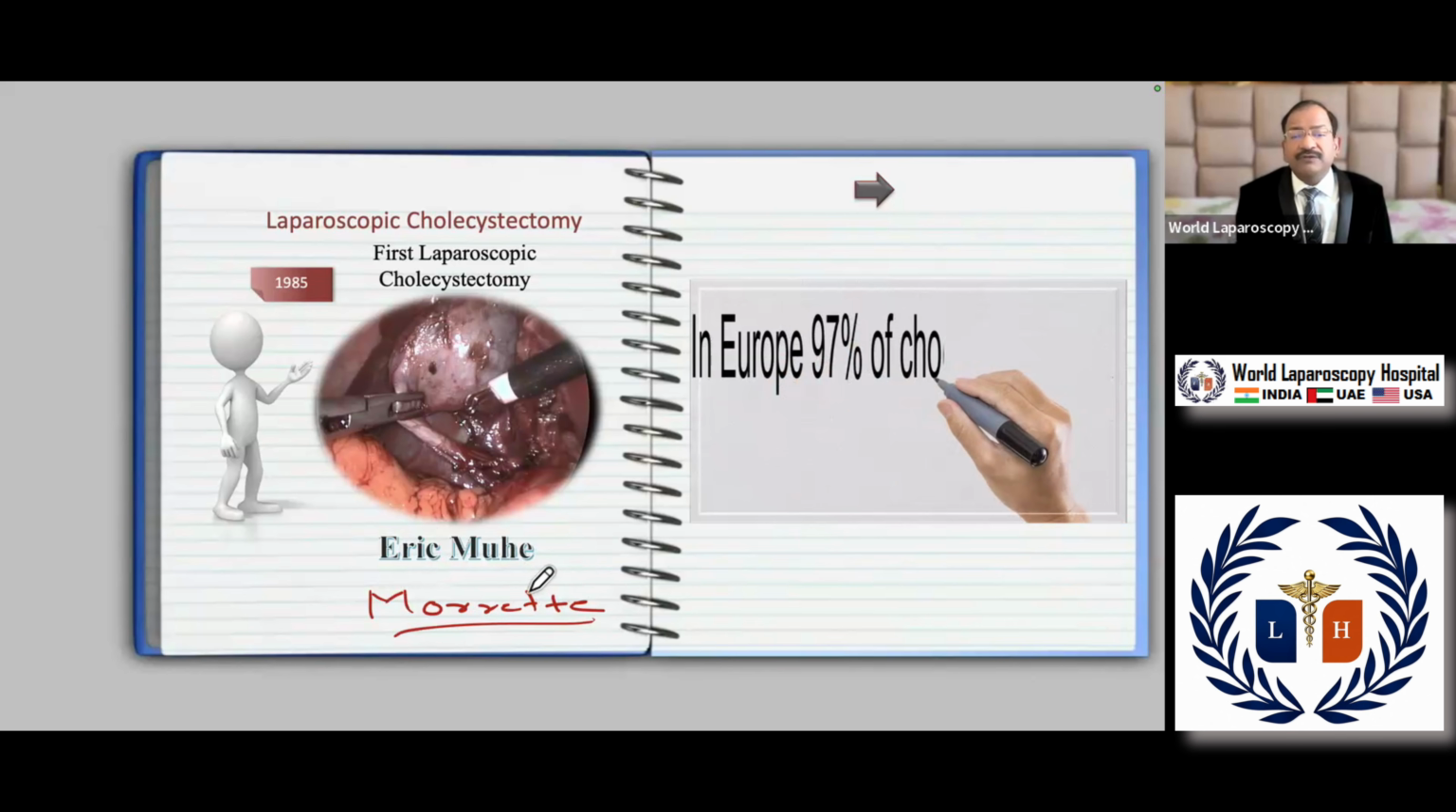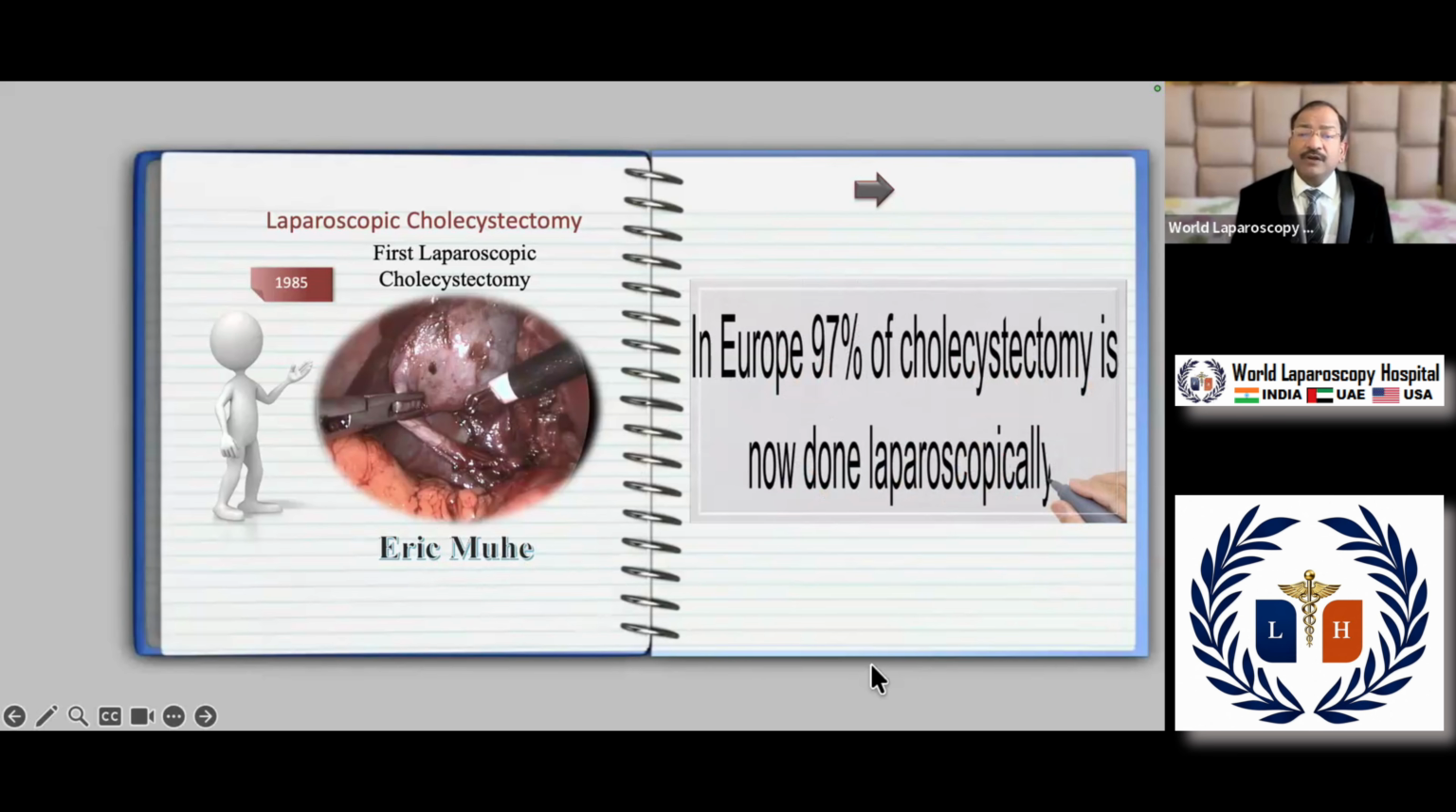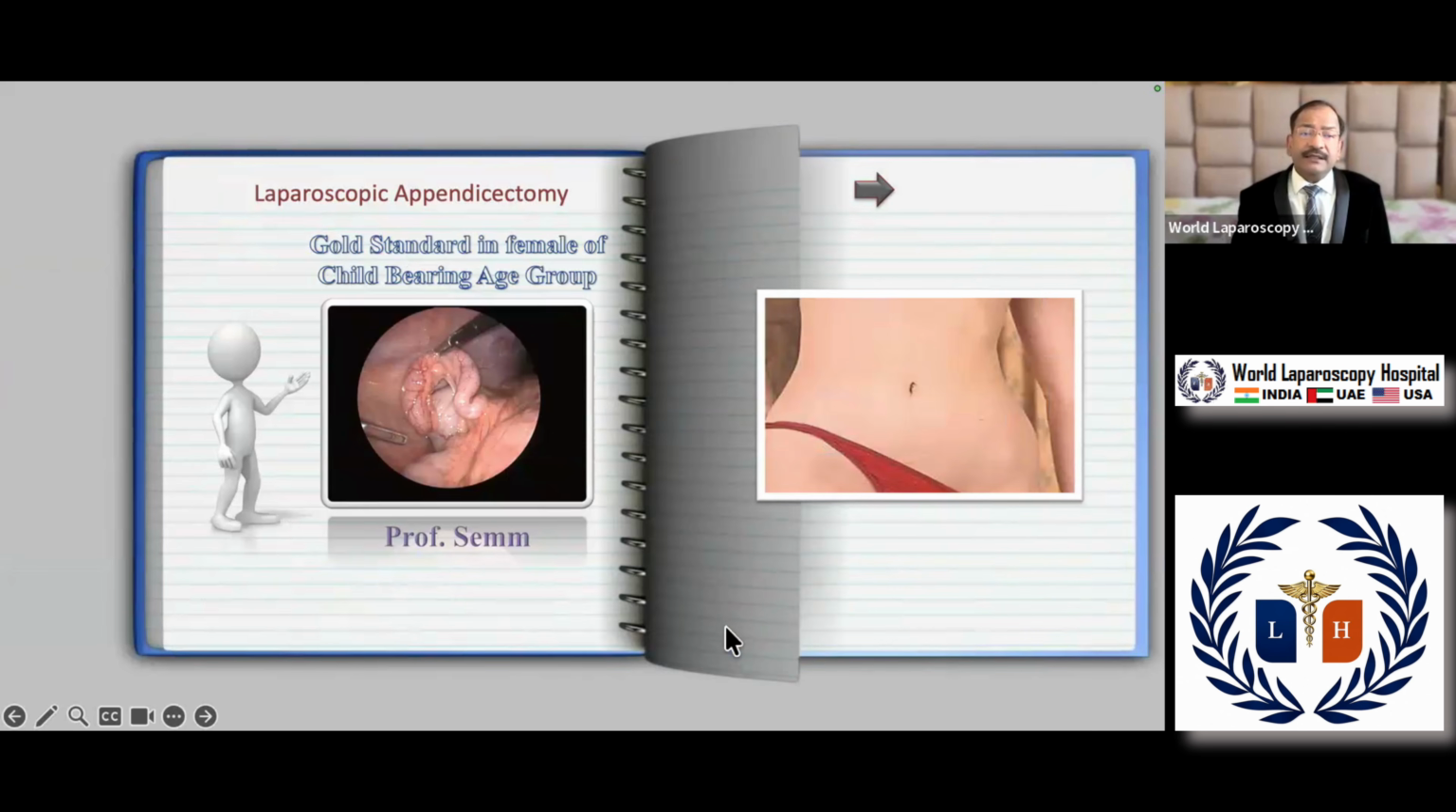Moret has performed, who was first. In Europe and America, 97% of the cholecystectomy nowadays is performed by laparoscopy. So, this is the most frequently performed minimal access surgery by general surgeons.